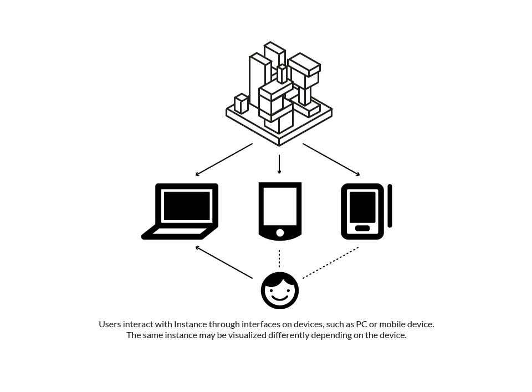So users interact with an instance through interfaces or on devices such as a PC or mobile device. The same instance can be visualized differently depending on the device. Basically, when we focus on the information that the user needs to see and what he or she needs to input, that can then be automatically derived to proper screen sizes or proper input devices.